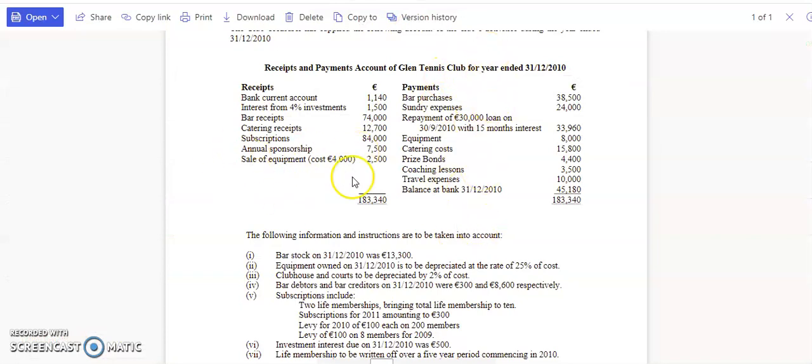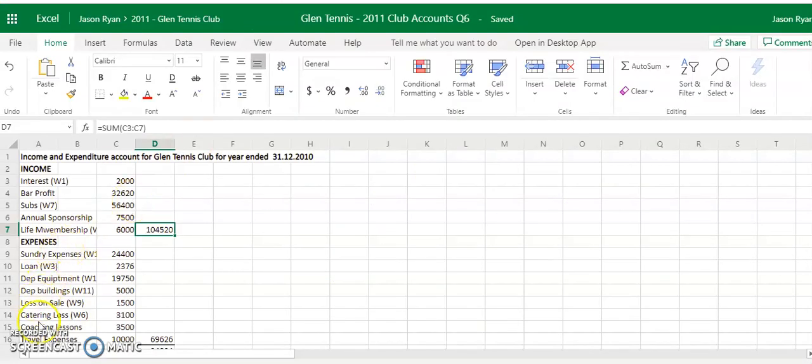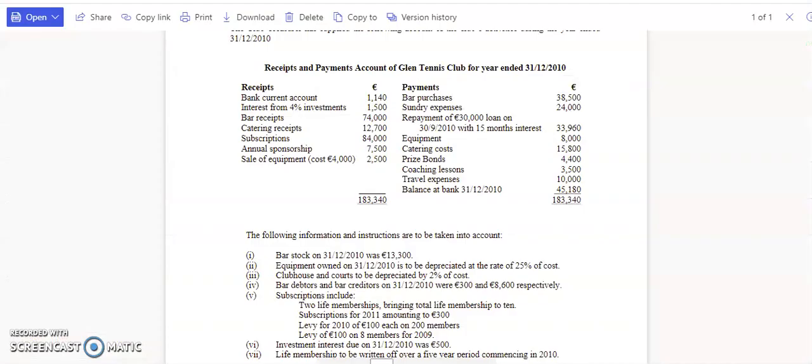Next thing we need to do is work down through our payment side. So remember, don't forget our sales, the loss that we made in this. So we made a loss of 1,500. So our equipment is going to be 1,500. So make sure you put that in first.